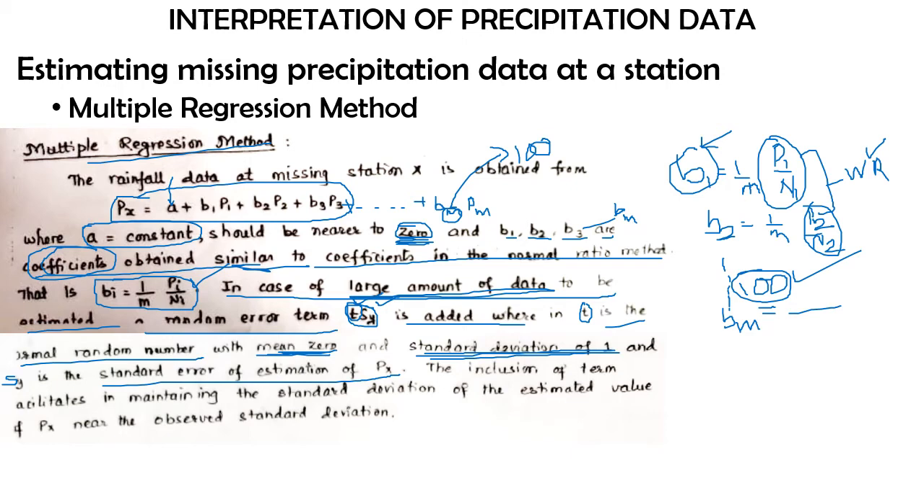If you remember, for determining the optimum number of rain gauge stations, N equals CV by epsilon, the whole square. If you remember this formula from the previous classes, at that point of time epsilon was, by default, taken as 10% error for the determination of the optimum number of rain gauge stations. Similarly over here, SY will give you the standard error in estimation of Px, that is, the error that is permissible for the estimation of the value of Px. That will be elaborated by this SY.